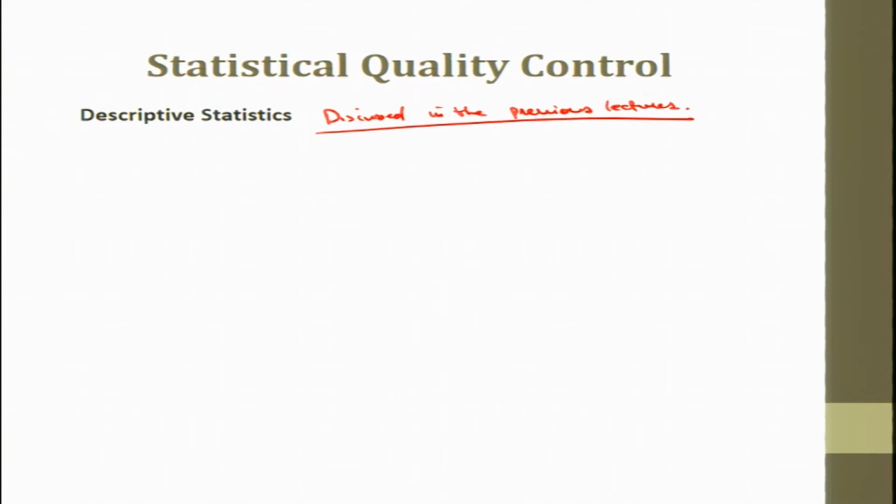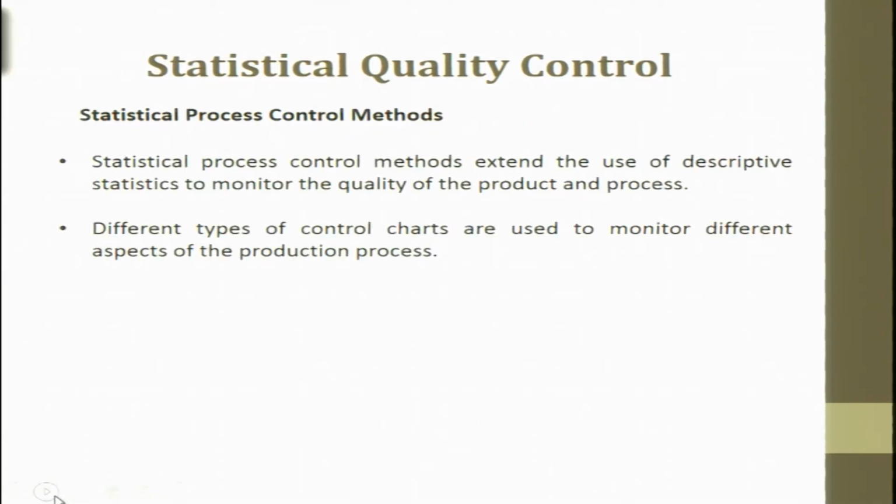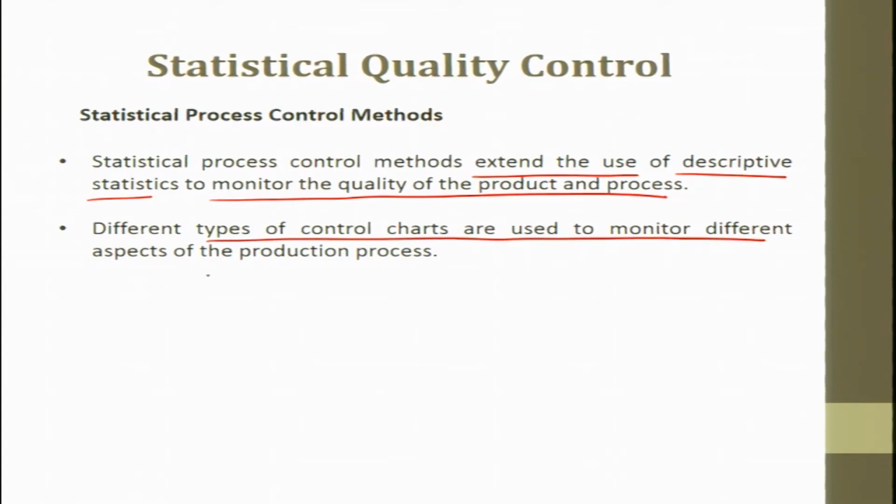Okay. So this is, and we have mean, range, standard deviation, all those things. I will not go into more details of that. So next is statistical process control methods. Statistical process control methods extend the use of descriptive statistics to monitor the quality of the product and process. Different types of control charts are used to monitor different aspects of the production process.